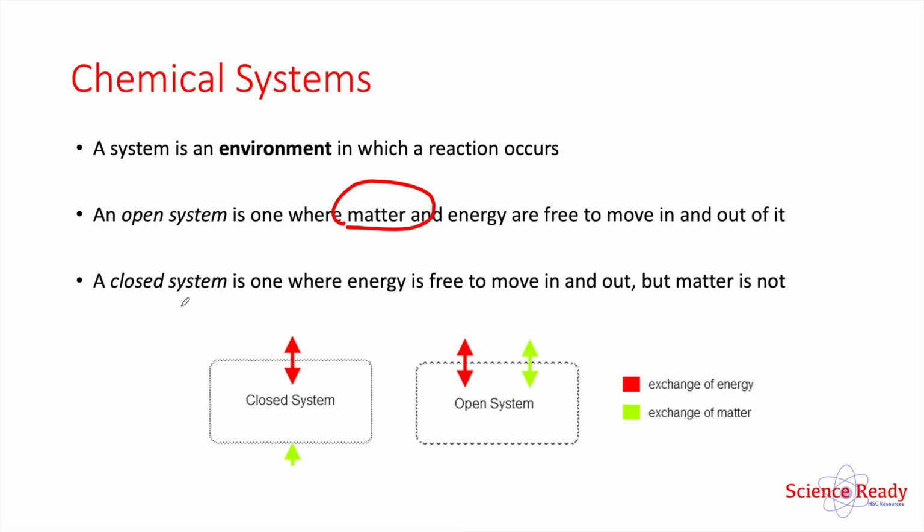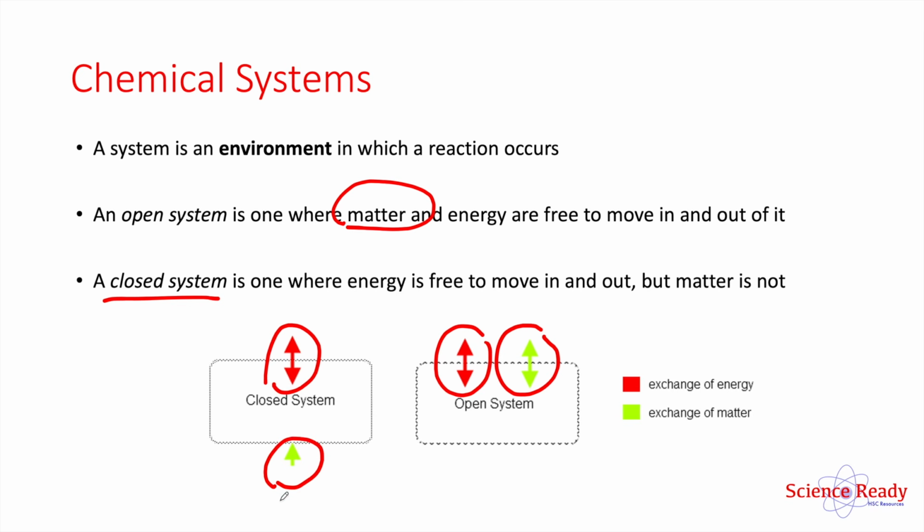The second type of system is a closed system, and this is where the energy is free to move in and out, but the matter, which is atoms and molecules, cannot. So if you were to compare the two different types of systems, both systems will allow the exchange of energy in and out of the system. But only an open system will allow matter to go in and out. In a closed system, the matter will stay in the closed system, and matter that's outside the system cannot enter the system.